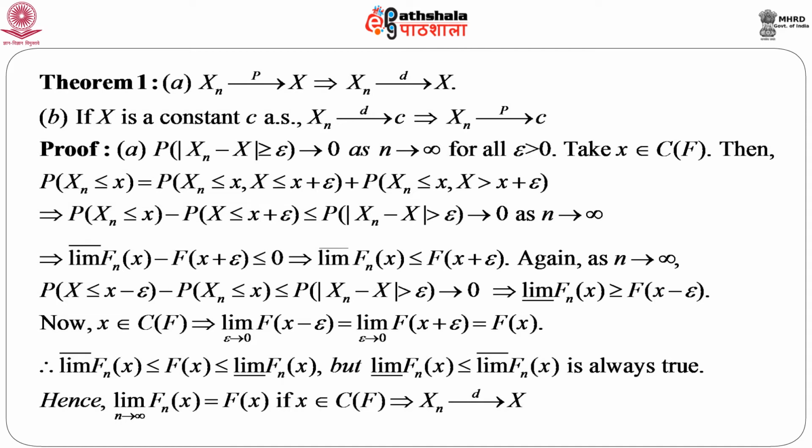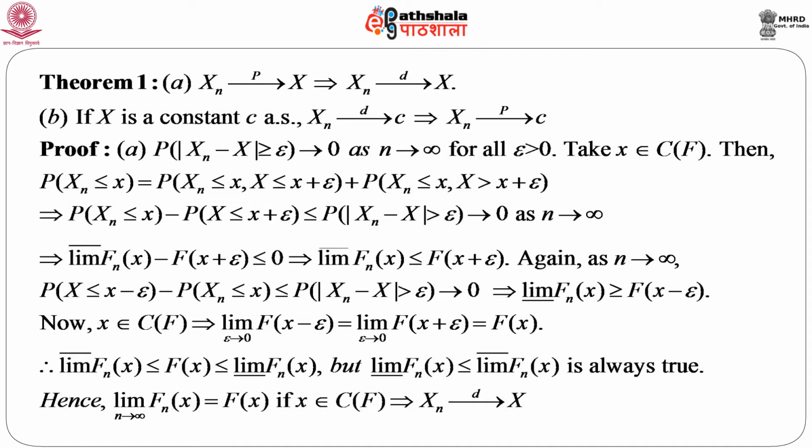Now, two important things that we should note: we have taken x as the continuity point of F and epsilon is arbitrary. So, the limit as epsilon goes to 0 of F(x minus epsilon) is exactly equal to the limit as epsilon goes to 0 of F(x plus epsilon), which is nothing but F(x), because x is a continuity point of F. So, using these facts, we can immediately get that lim sup of F_n(x) is less than or equal to F(x), which is less than or equal to lim inf of F_n(x). But one thing is always true, that lim inf of any sequence is less than or equal to lim sup. That means lim inf of F_n(x) is less than or equal to lim sup of F_n(x); this is always true. So, combining these two, we can immediately get that the limit as n goes to infinity of F_n(x) equals F(x). Now, obviously x is a continuity point of F. So, this is basically the definition of convergence in distribution.